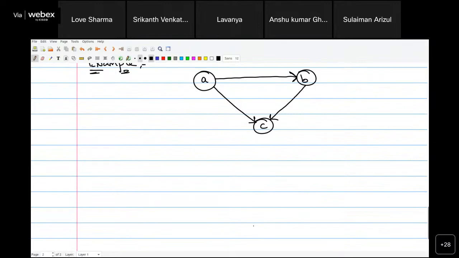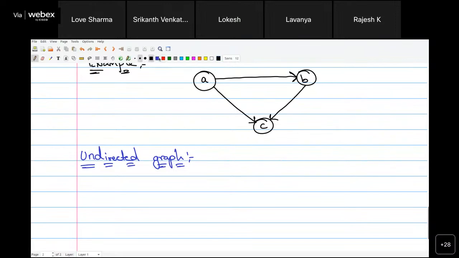So now tell me, what will be the undirected graph? Anyone? In which direction is not associated? Direction is not specific. At least one edge is not directed. No, it's not at least. So if all the edges don't have any direction associated to it, then they are called undirected graphs.